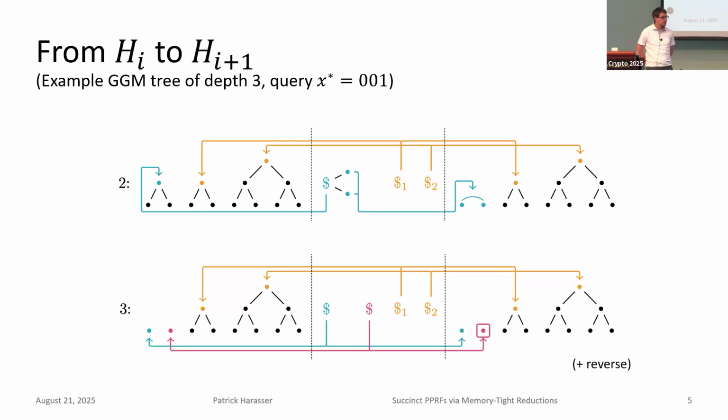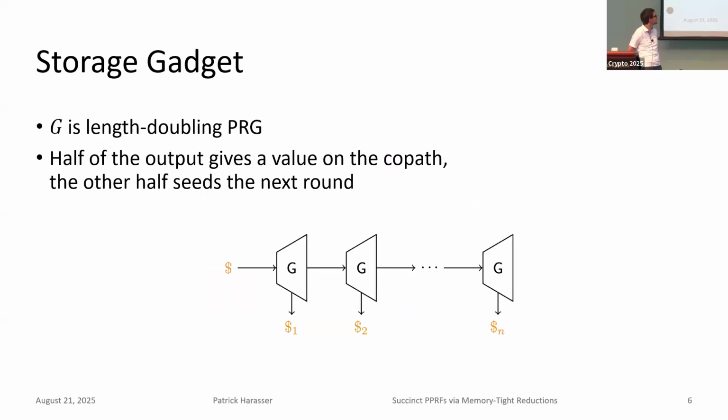And indeed, yes, we can. The key insight is that once we have replaced a value on the copath with a purely random value, this value is no longer involved in any further PRG proof steps. And so we can actually make it pseudorandom again and save on space. We do this by a construction that we call the storage gadget. This is essentially just an iterated PRG evaluation. What you do is you pick a seed, and then you evaluate your PRG multiple rounds. And in every round, half of the output is a new value on the copath, and the other half gives you the seed for the next round. And on you go until you have expanded however many values you need.